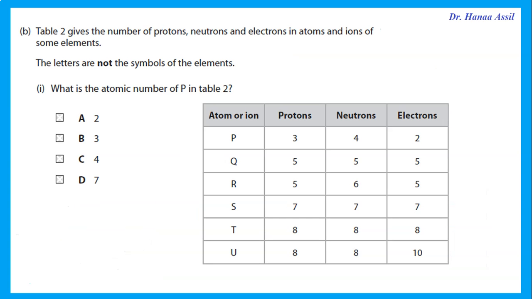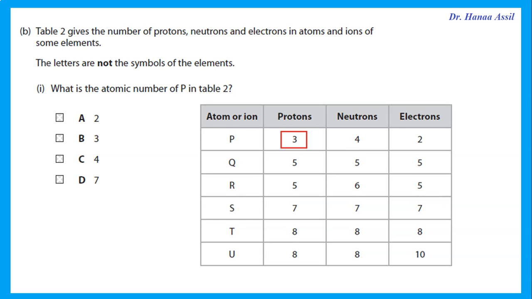Okay, then the question says, Table B gives the numbers of protons, neutrons, and electrons in atoms and ions of some elements. The letters are not the symbols. So, what is the atomic number of P? Well, where is P? P is the first one. What does atomic number mean? We said the atomic number is the number of protons. If we're required to say what is meant by atomic number, it is the number of protons.